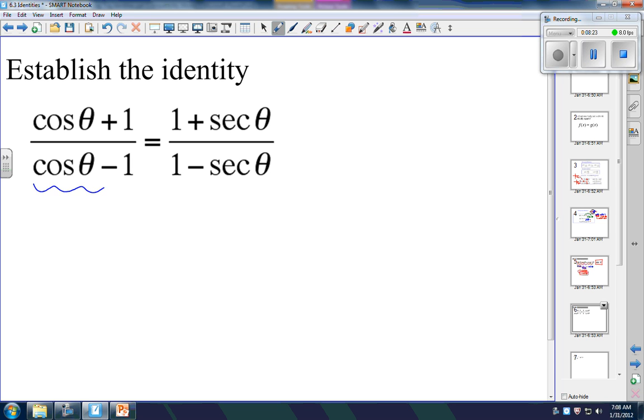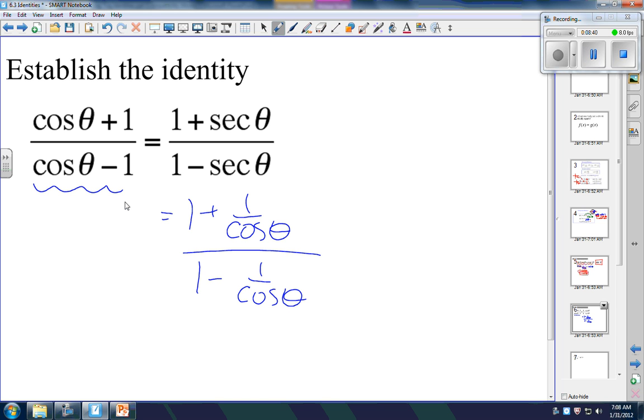So I'm actually going to leave this side alone. I'm going to take this side right here and say this is 1 plus 1 over a cosine, over 1 minus 1 over a cosine. Okay, so you get fractions within fractions now. What I'm going to do is get rid of those fractions by multiplying every single piece by a cosine. Okay, so there's 4 different pieces here, so all of them have to get multiplied.